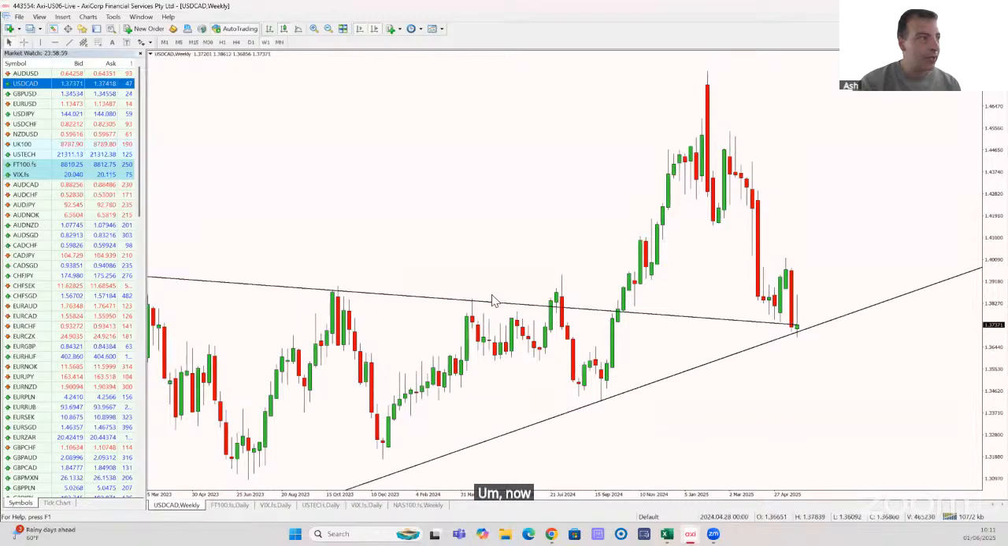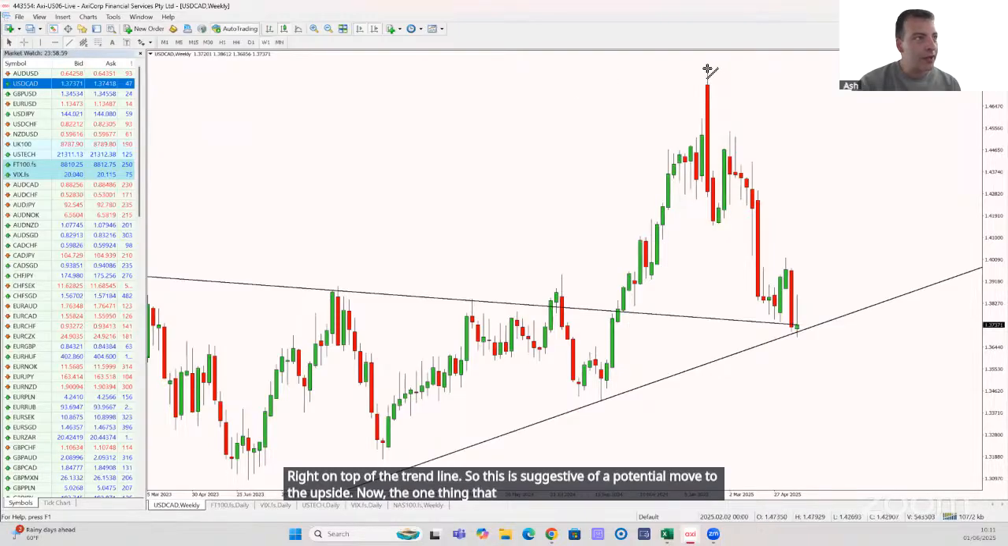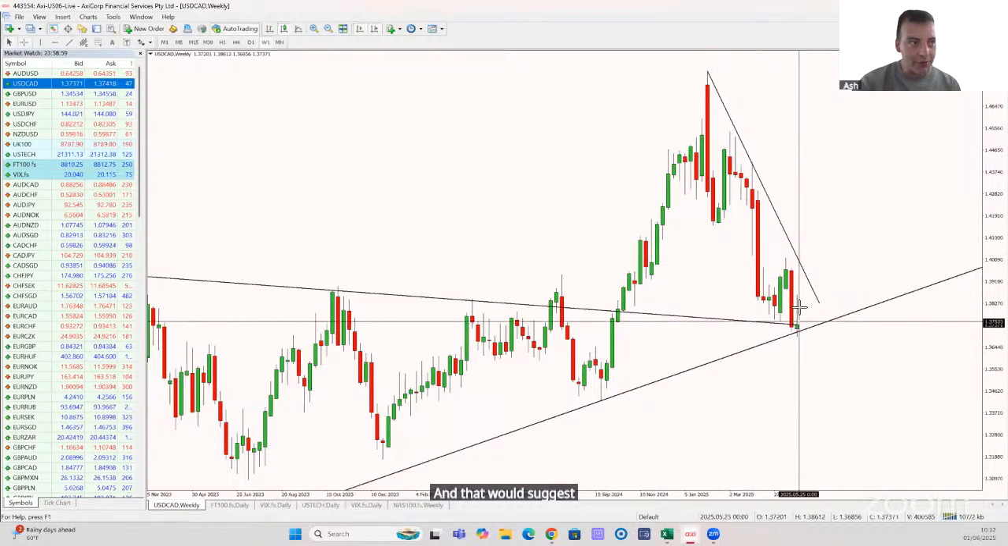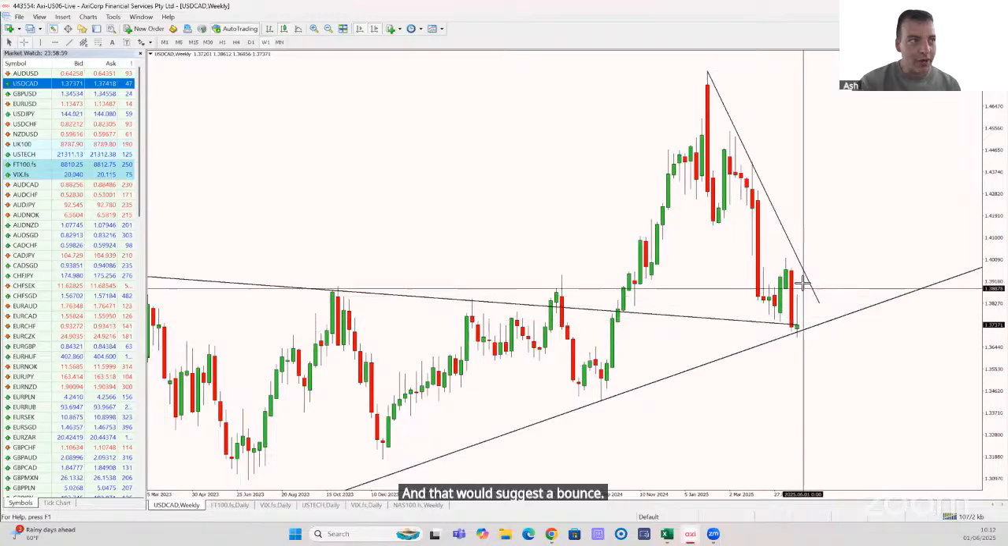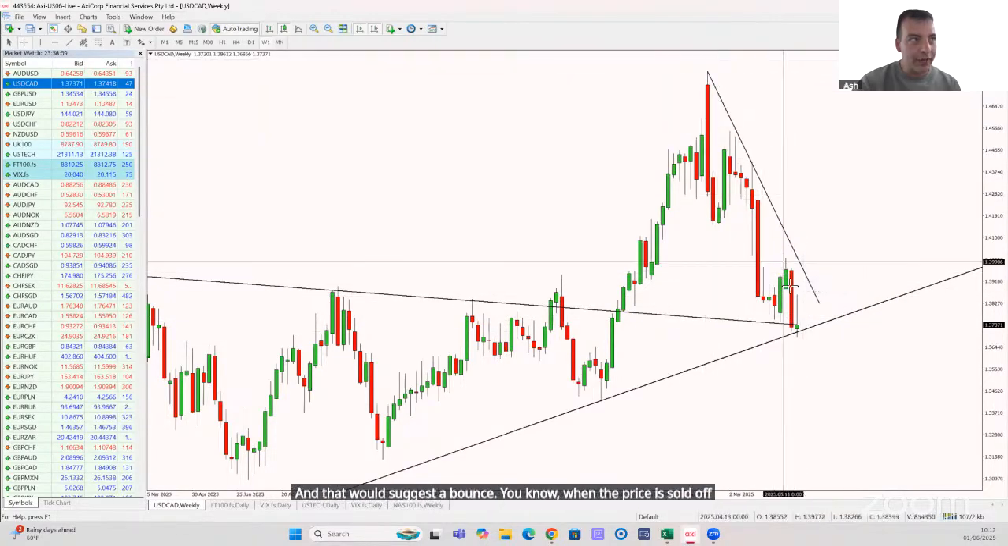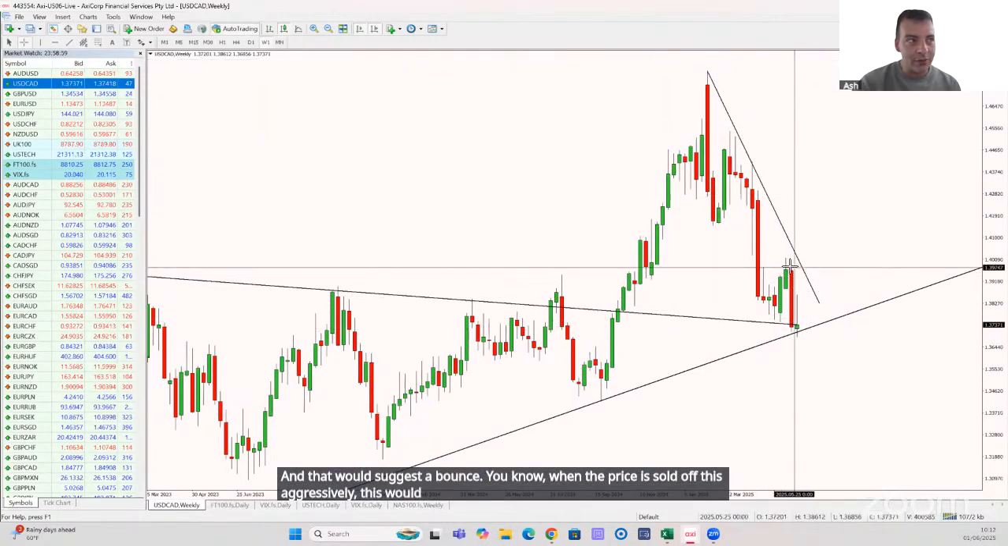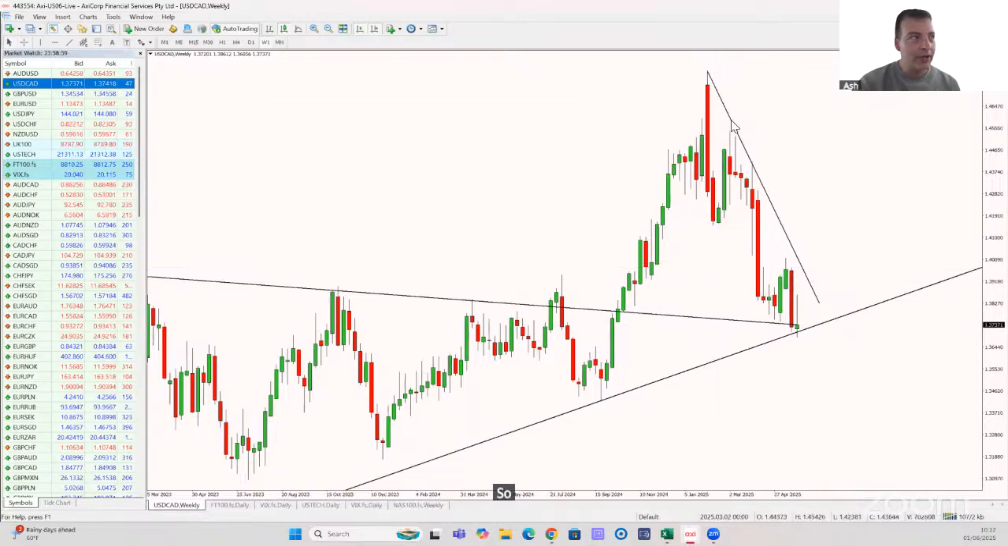Now, what's happening here? This is a small weekly buy bar right on top of the trend line, so this is suggestive of a potential move to the upside. The other thing that is notable here is this is very steep, and that would suggest a bounce. When the price has sold off this aggressively, this would suggest a bounce. So there's possibly some accumulation here.